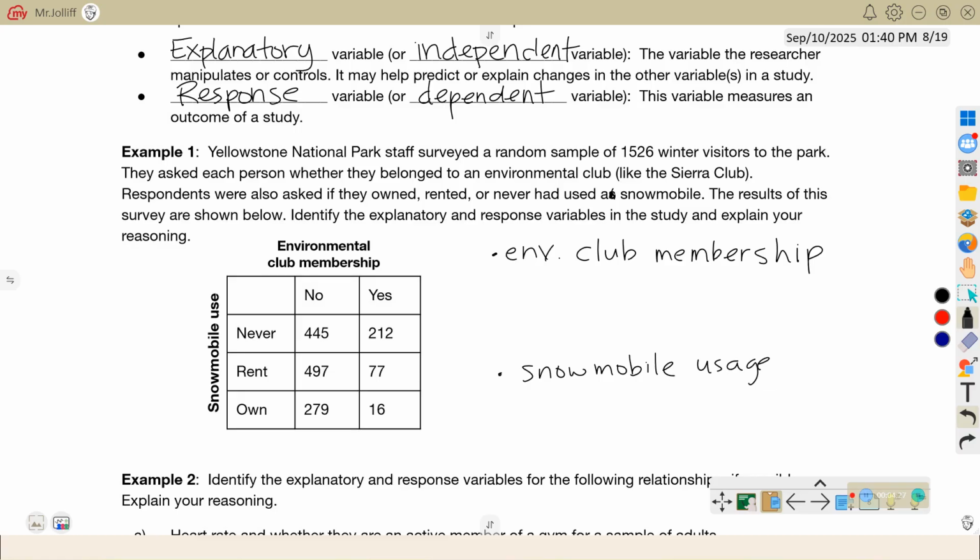We want to decide which one is which. So of those two variables, which one sounds like it is groupings of people that the researcher put the people into, and which one sounds like the response I am interested in measuring? So take a minute, discuss with your neighbors which one is the grouping of humans, which one is the response that I'm interested in measuring. Yeah, give you about 60 seconds.